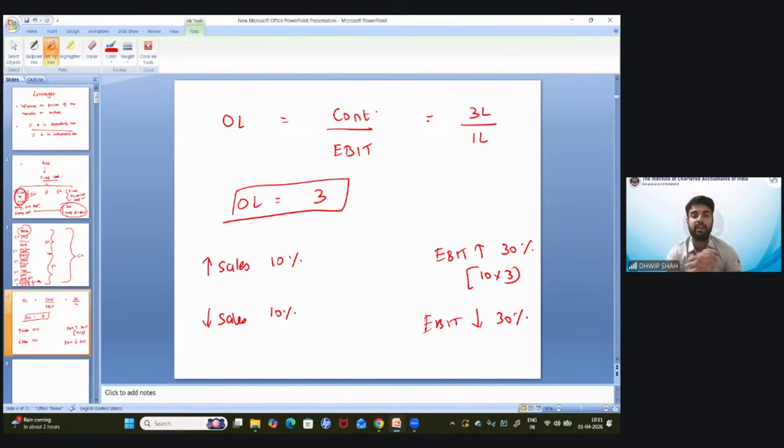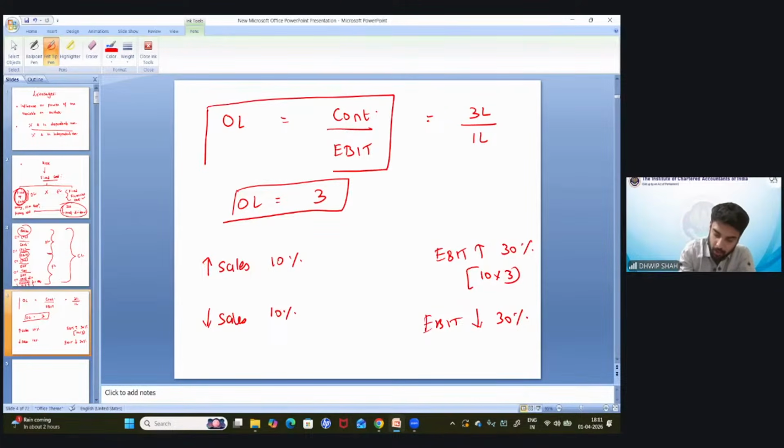अच्छा, not just increase. If sales decreases by 10%, then EBIT will fall by 30%. Are you getting it? That's why it is a risk. Leverage is a risk. 10% sales गिरने से सीधा impact 30% EBIT fall होगी. Understanding?